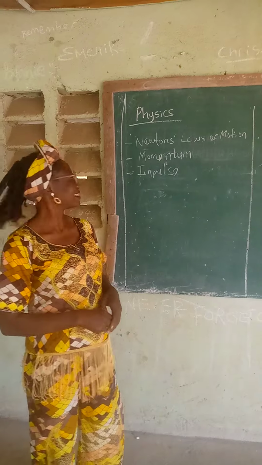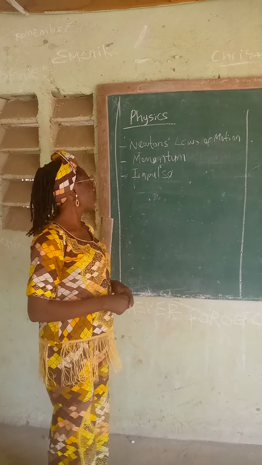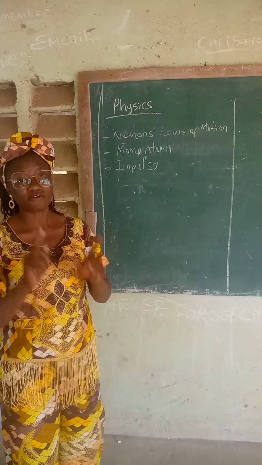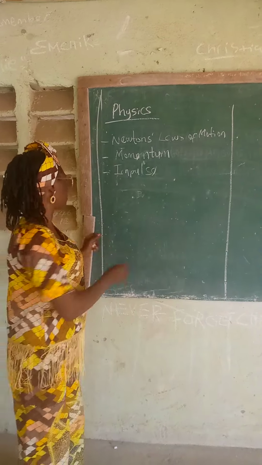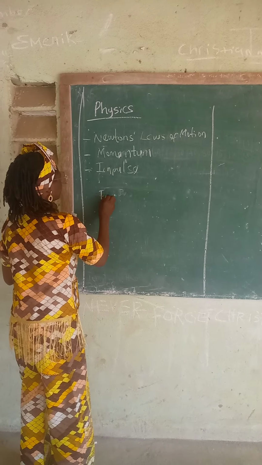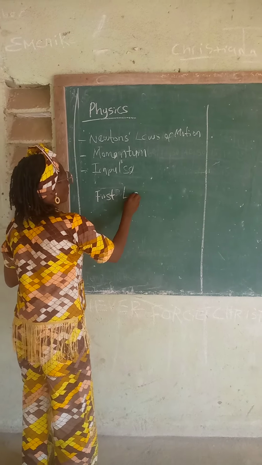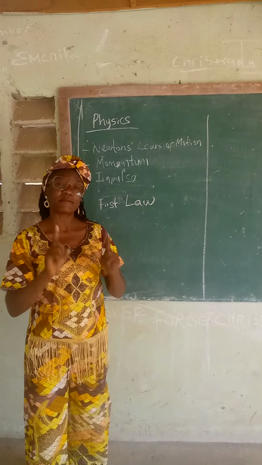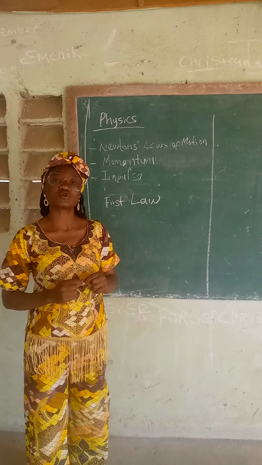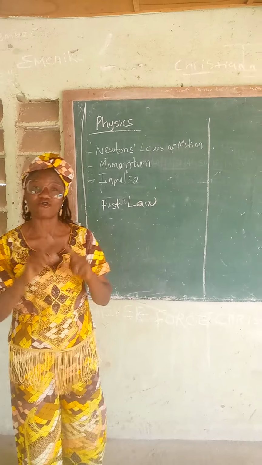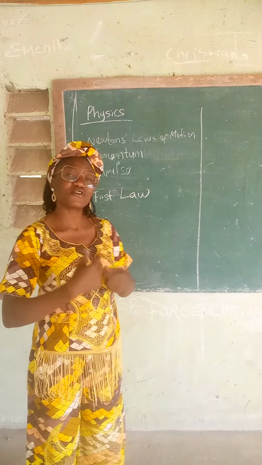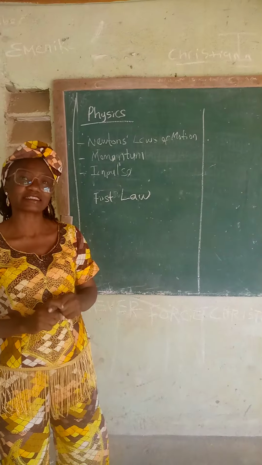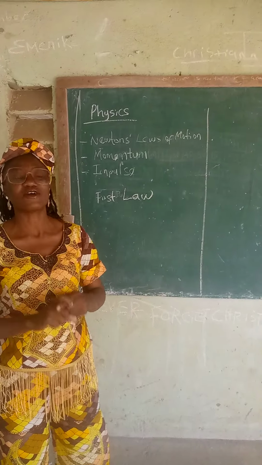So let's dive into today's work. Newton's laws of motion. There are 3 laws of motion. We'll be starting with the first Newton law of motion. The first law of Newton states that a body will continue to be in a state of rest or uniform motion in a straight line unless it is being acted on by an external force.